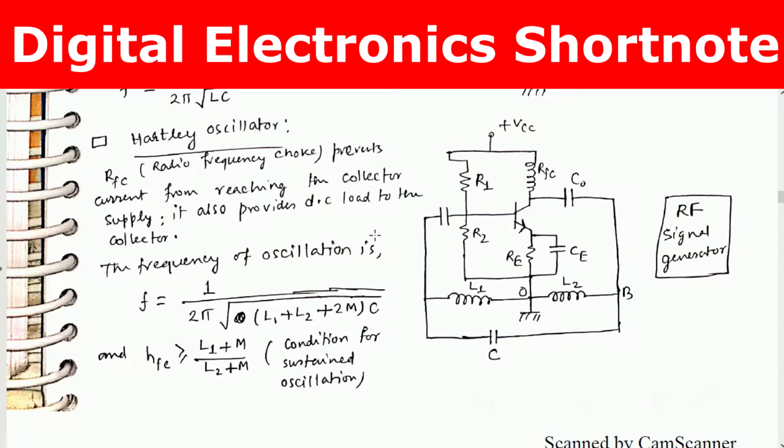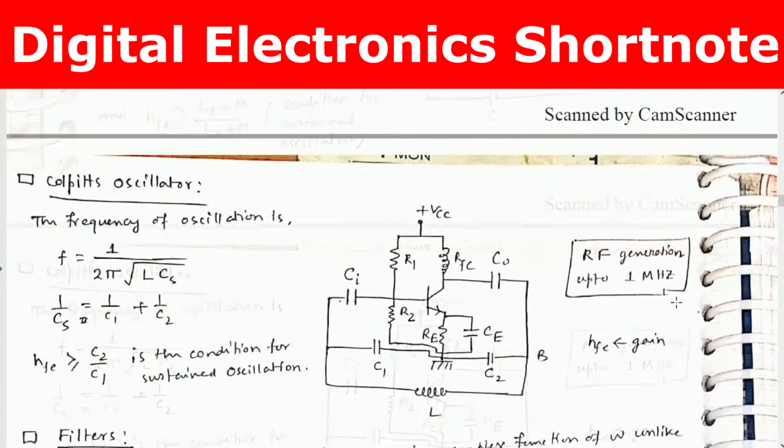Sometimes they give you the configuration and ask you to find the frequency. Then you just have to put the quantities in the expression of frequency and you will get the answer. RFC is radio frequency choke, which prevents current from reaching the collector supply. It also provides DC load to the collector. The frequency of oscillation is 1 by 2 pi root over (L1 plus L2 plus 2M) into C, where hfe is greater than (L1 plus M) by (L2 plus M), the condition for sustained oscillation. And this is an RF radio frequency signal generator.